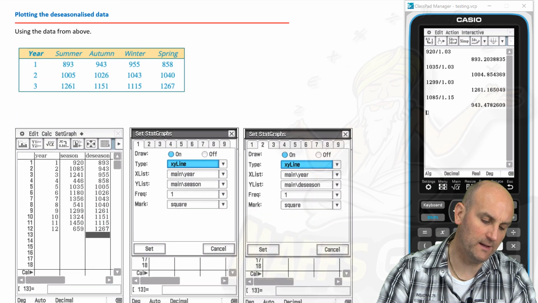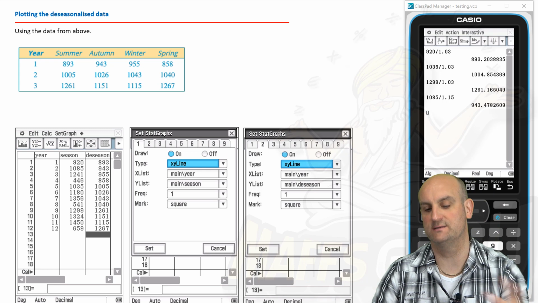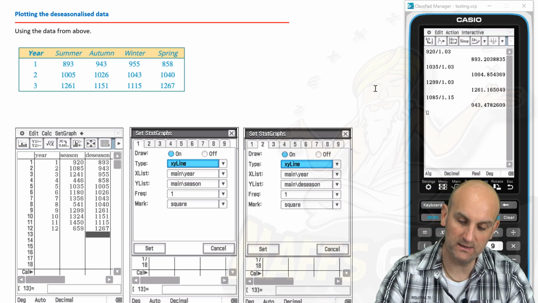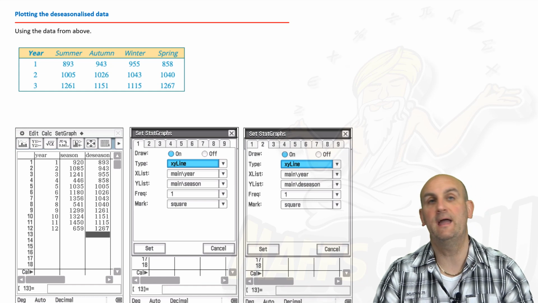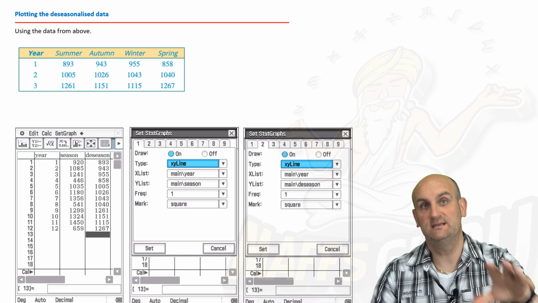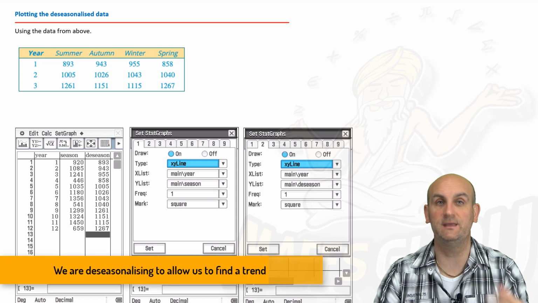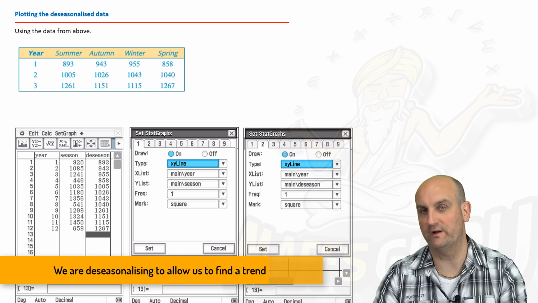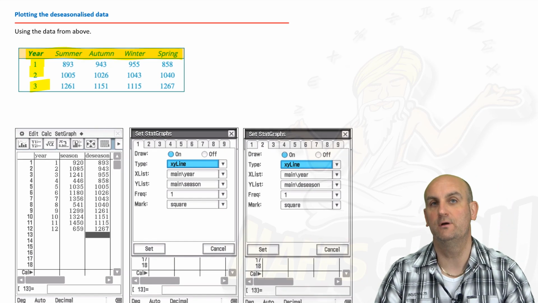So scrolling up, we can see that my data there was in fact correct, or the ones that I have done. I'm going to minimize my calculator for a moment to give myself some screen real estate. Having got my deseasonalized data, we can plot it. And how do we plot it? Again, we have to be careful with how we construct our data in our statistics. As you can see here, we have years and we have seasons.